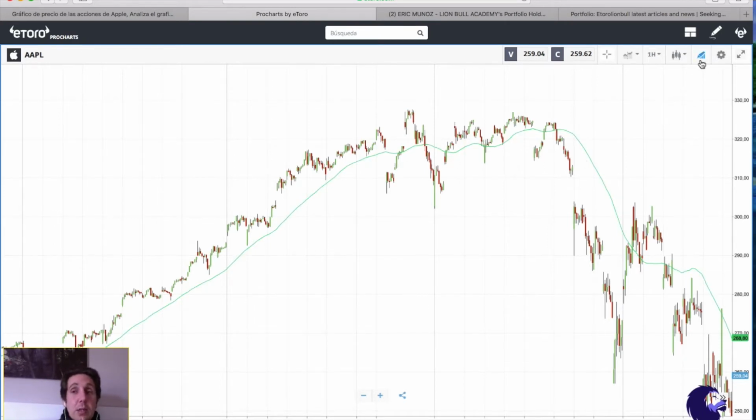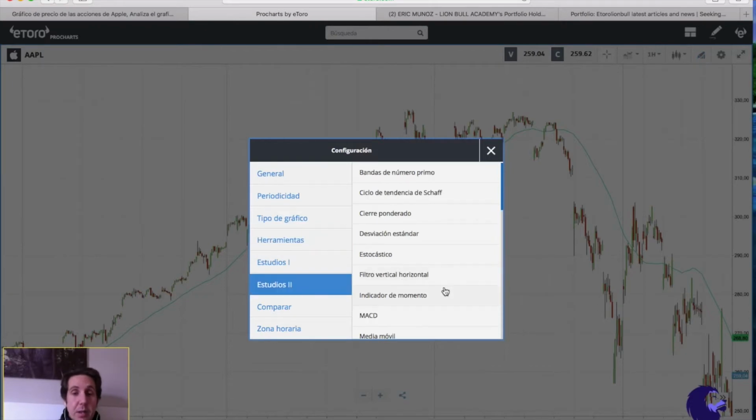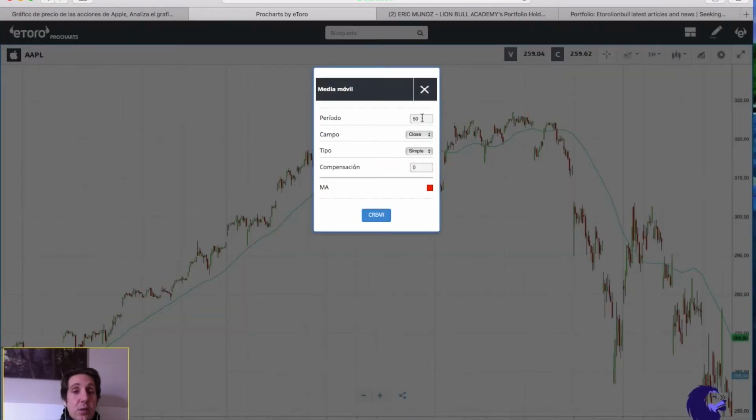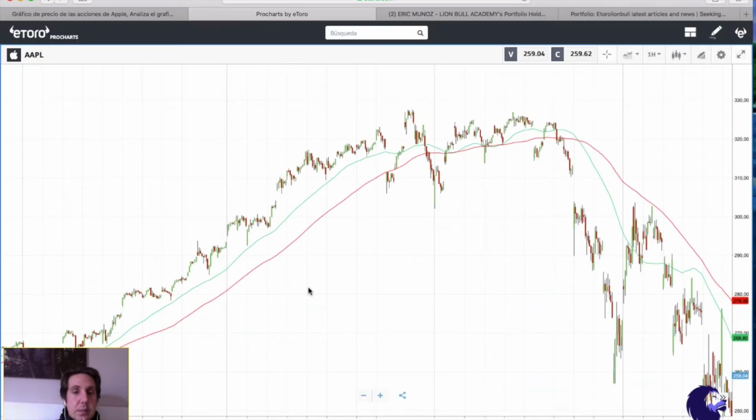So we introduce a second moving average, and this one is gonna be 100. It means it's gonna count the average price of the last 100 candles. Also simple and on close, and we put a red one, and here it is.